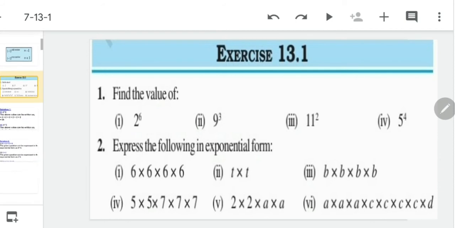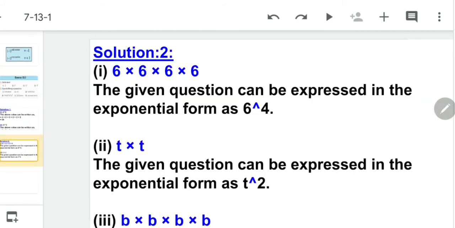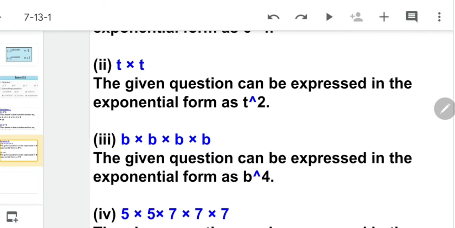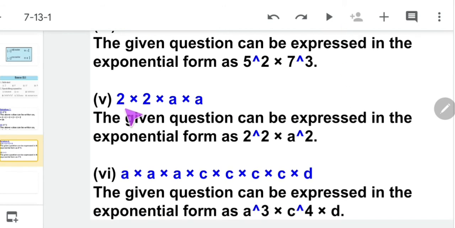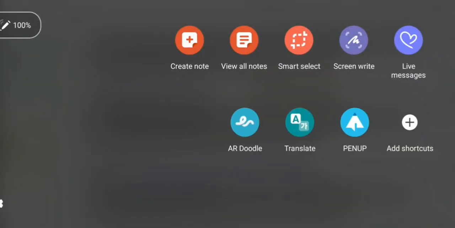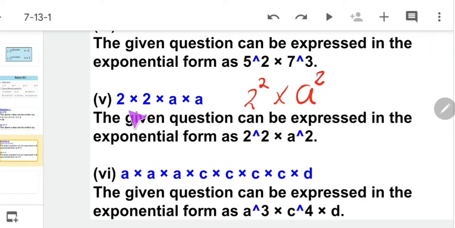Okay, let's see how we have to do it. So you can see for the first, that is 6 power 4. For the second, 10 power 2. For the third, B power 4. And for the fourth, 5 power 2 multiplying with 7 power 3. Okay. And for the fifth one, we have two 2's. So 2 power 2 multiplying with how many A's? 2. So A power 2. That is 2 power 2 and A power 2.